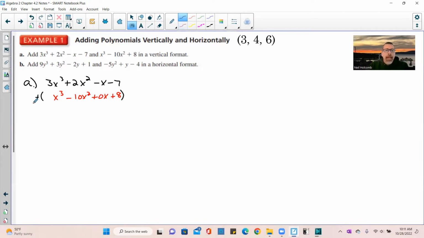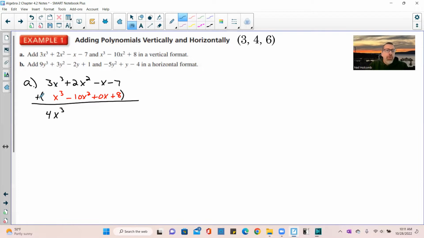You can only add and subtract like terms. And you only add and subtract the coefficients. So the x cubed doesn't change. So the big misconception at the beginning of this is, well, 3x cubed plus x cubed, well, that's 3 plus 1, that's 4. That's correct. But x cubed plus x cubed is not x to the sixth. We do not add our exponents. The exponents stay the same.